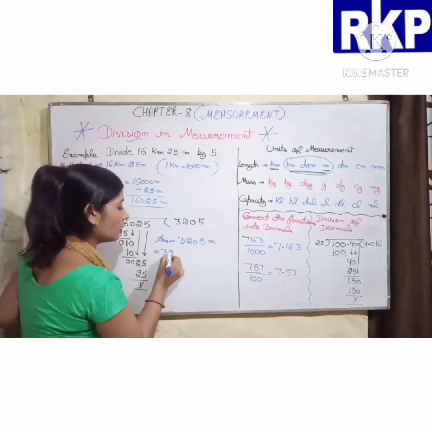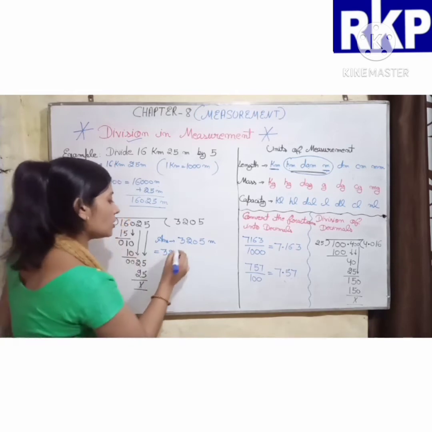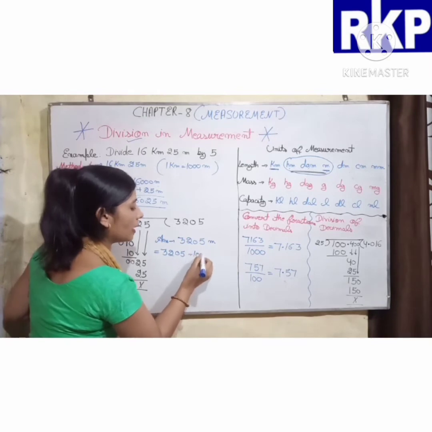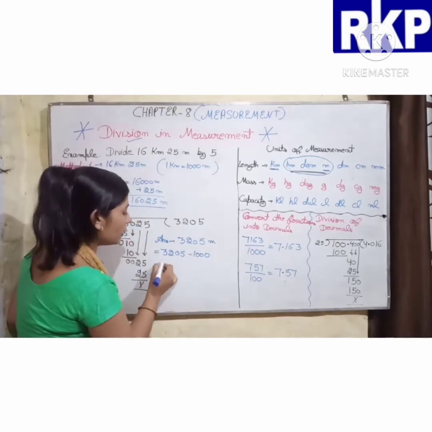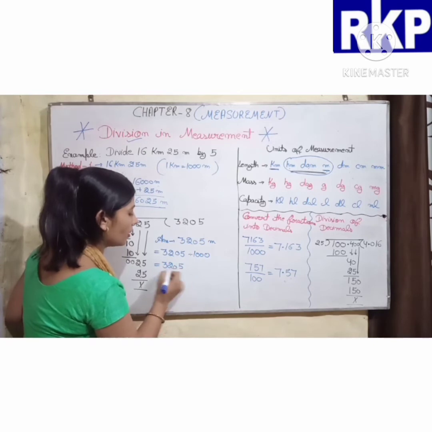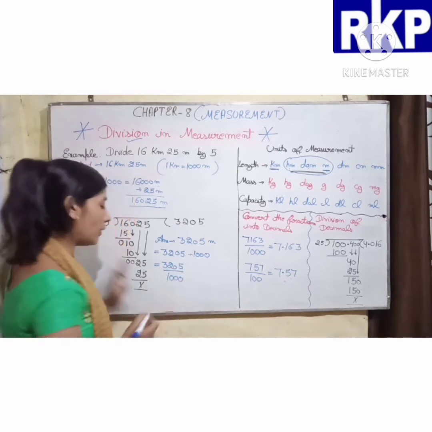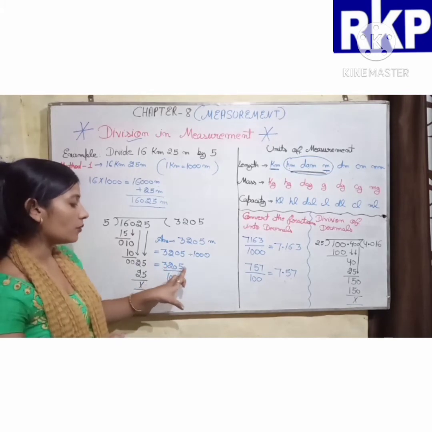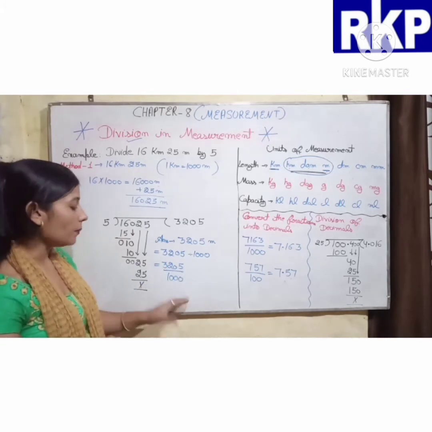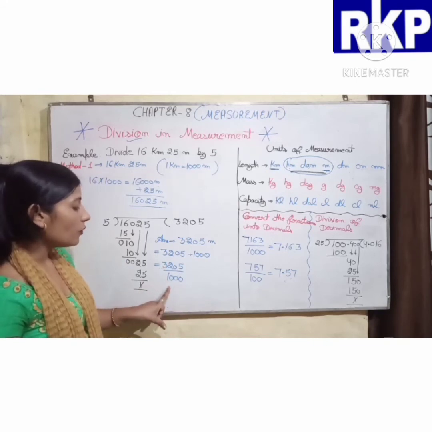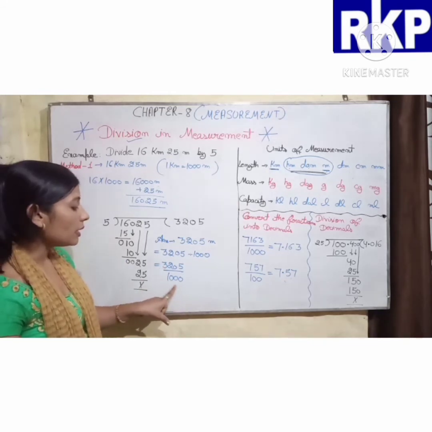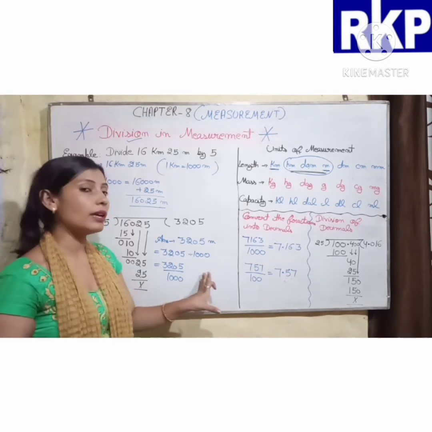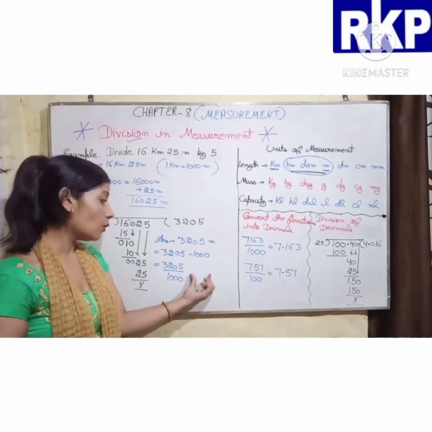So here, 3205 will be divided by what? Divide by 1000. And we can write this like this also, as a fraction. It means we are also dividing 3205 by 1000. And here we have a fraction with denominator 1000, so we can get our answer very easily without long division.